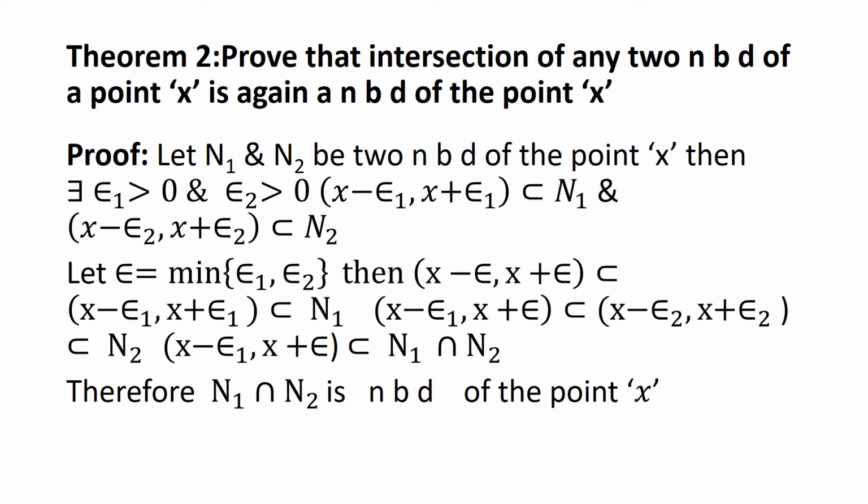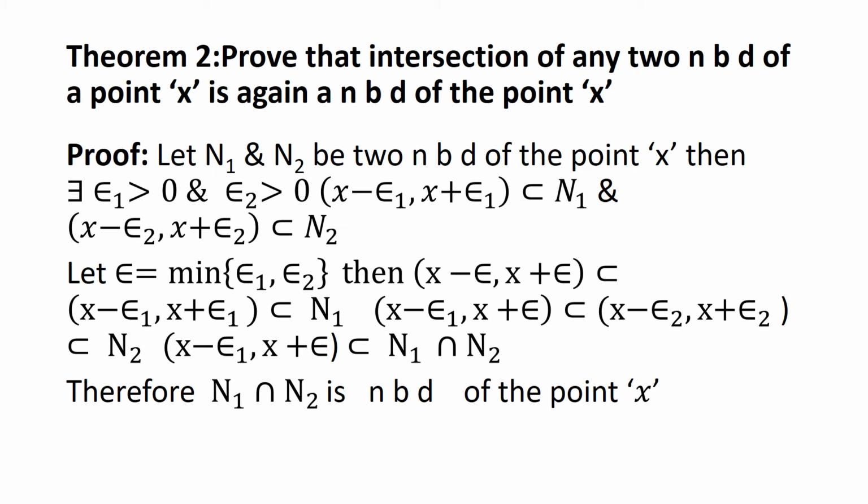And the next theorem: prove that the intersection of any two neighborhoods of a point X is again a neighborhood of the point X. It is similar to the previous theorem. So let us have the proof. Let N1 and N2 be the two neighborhoods of the point X. Then there exists epsilon 1 positive and epsilon 2 positive such that (X minus epsilon 1, X plus epsilon 1) is a subset of N1, and (X minus epsilon 2, X plus epsilon 2) is a subset of N2. So let epsilon be the minimum of epsilon 1 and epsilon 2.